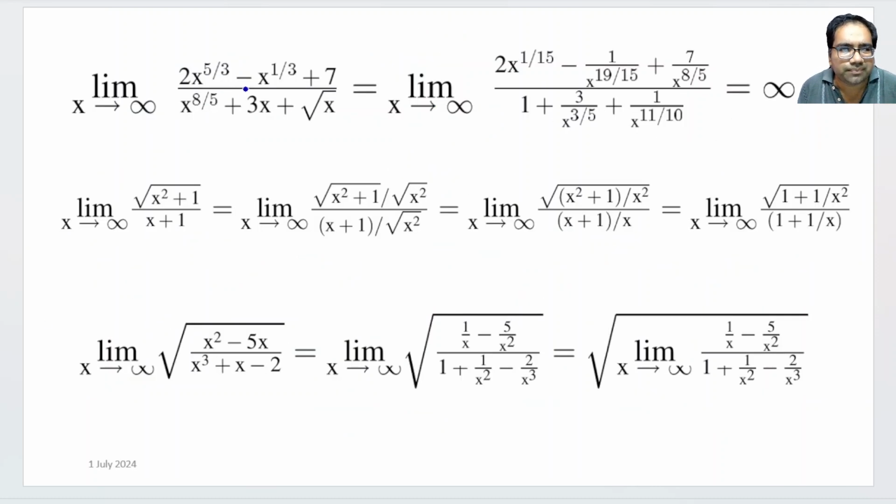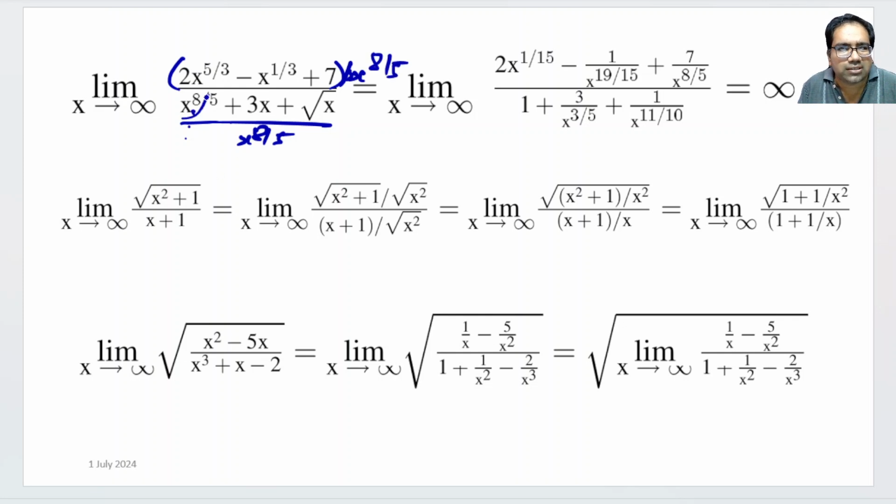Let's say, for example, we have 2x power 5 by 3 minus x power 1 by 3 plus 7, over x power 8 by 5 plus 3x plus root x. What we will do? We will divide everything by the highest power which is there in the denominator. This is x power half, and this is x power 1. This is 8 by 5, which is greater than 1. So let us divide everything by x power 8 by 5, both numerator and denominator.